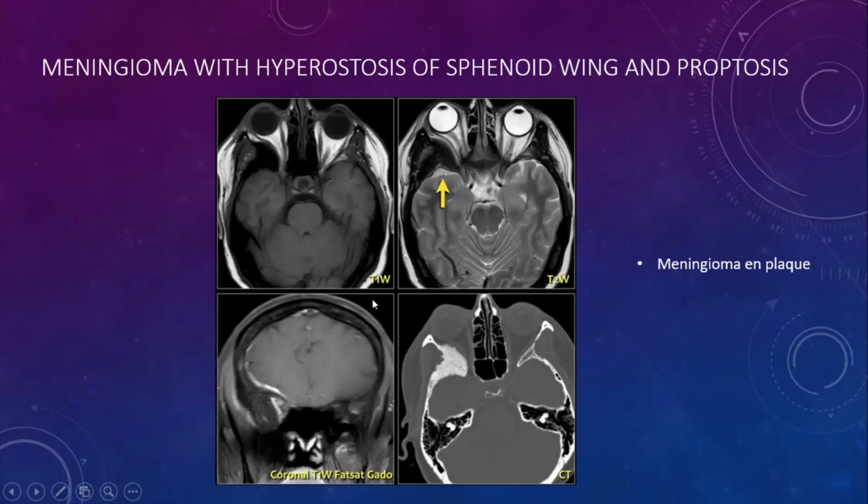But the last, fourth box is the CT image in bone window. This image shows that hyperostosis is noted. That is the cause of this orbital apex narrowing, and this patient even presented with proptosis. It is a case of meningioma en plaque. It is very thin, like a plaque-like structure that is noted along the sphenoid wing. This is called meningioma en plaque.